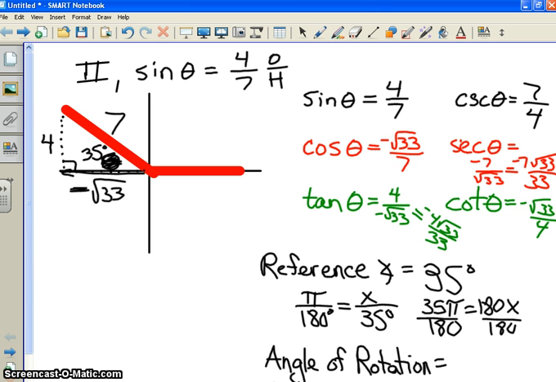If I wanted to put that in simplest form, I could divide the numerator and denominator by 5, which will make this into a 7 and this into a 36. So 7 pi over 36 is right around 35 degrees.